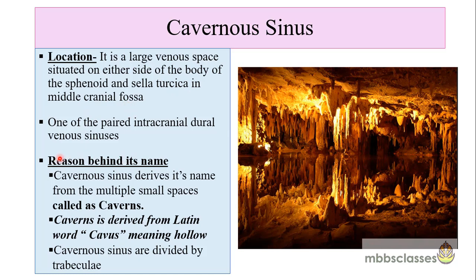So let's see why this sinus is called cavernous sinus. It derives its name from the multiple small spaces called caverns. Here you can see an example of a cavern, which means a deep cave. In the cavern we get stalactites, and these stalactites divide the cavern into multiple parts. Similarly, this cavernous sinus is characterized by the presence of trabecula, and these trabecula divide the interior of the cavernous sinus into multiple small spaces called caverns.